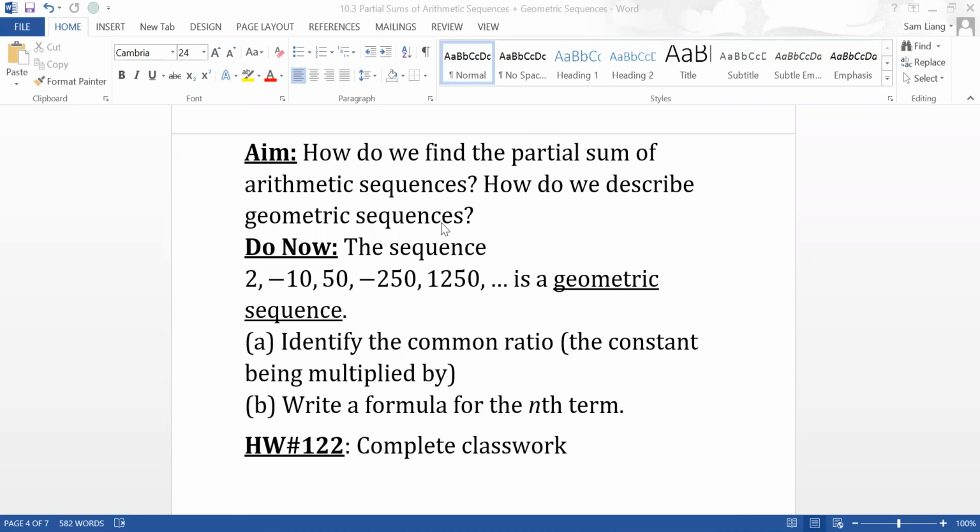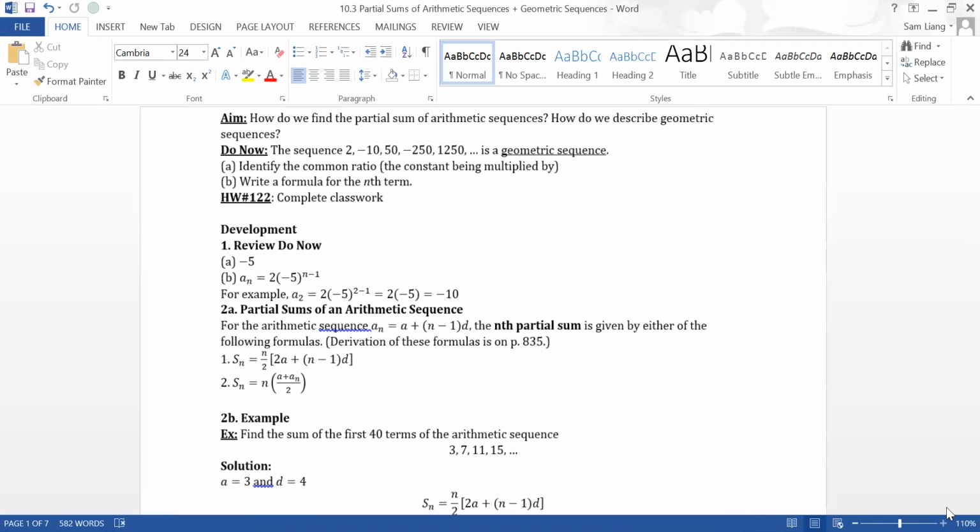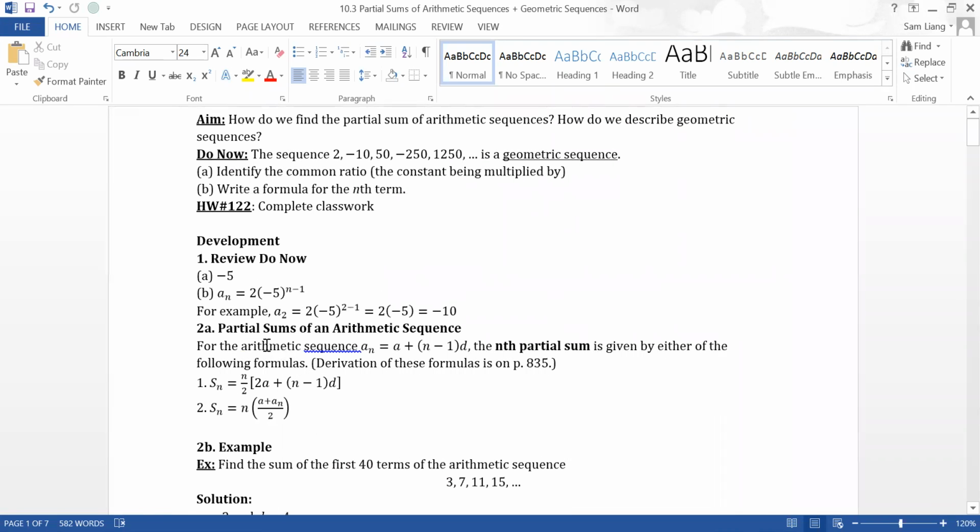Okay, so I'm going to pause you here. I'm going to go through the solution to the do now. Okay, so here it is.